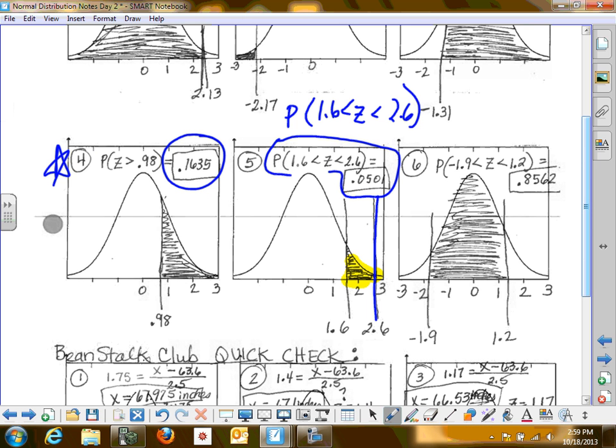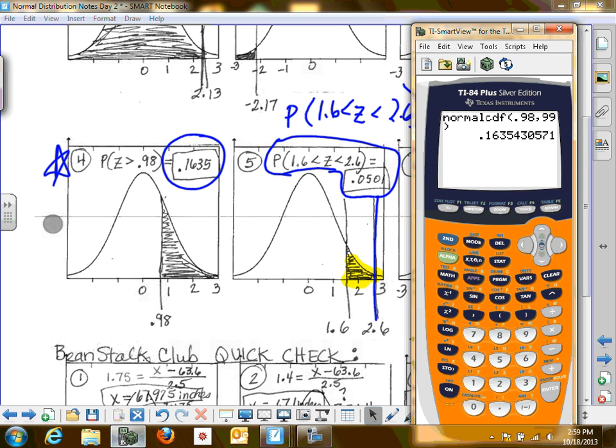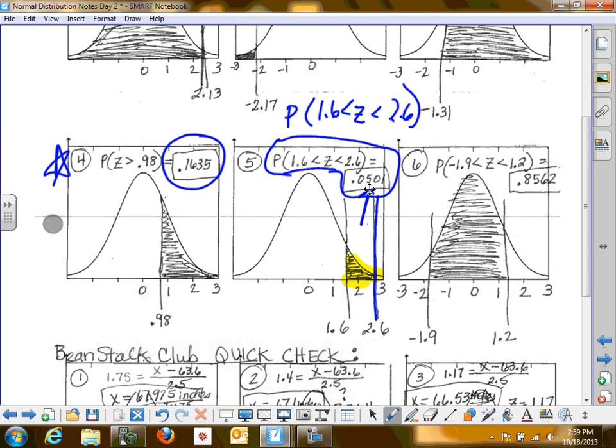So let's do this one here that is in between. I mentioned it just a minute ago, but you're going to be doing the second bars, norm CDF, from the lower z-score of 1.6, comma, the upper z-score 2.6, close the parentheses, and 0.0501, which you can see is what we got on this number 5. Okay? Alright, so that's how you do all those on your calculator. You can do the problems all the same way.